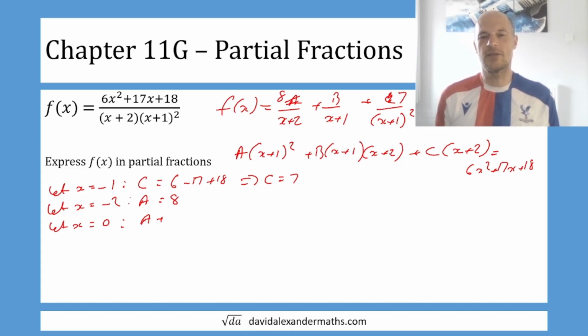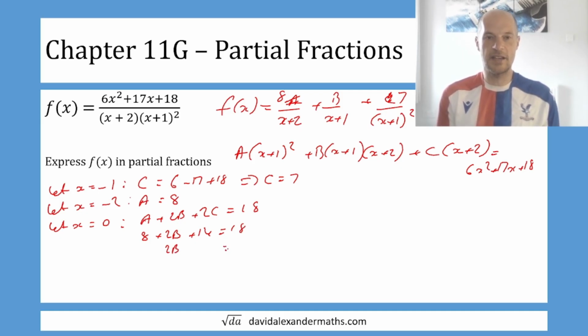0 plus 2 is 2, so 2 times 1 is 2 plus 2b, and 0 plus 2 is 2, so plus 2c equals 6x squared when x is 0 will be 0, 17x will be 0, so equals 18. Right, we know that a is 8, we don't know what b is, and we know that c is 7, so 2c is 14. So therefore 2b is going to be 18 minus 14 minus 8, so 2b is negative 4, so b is negative 2.